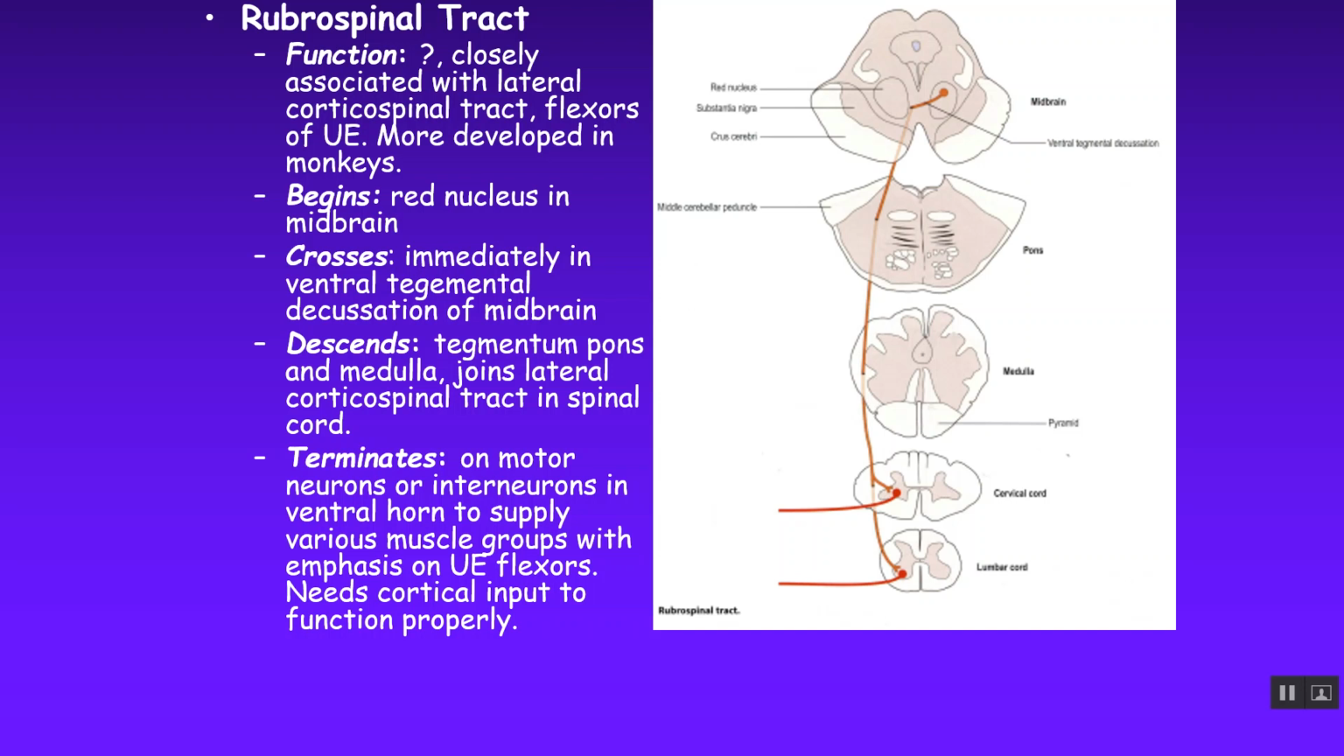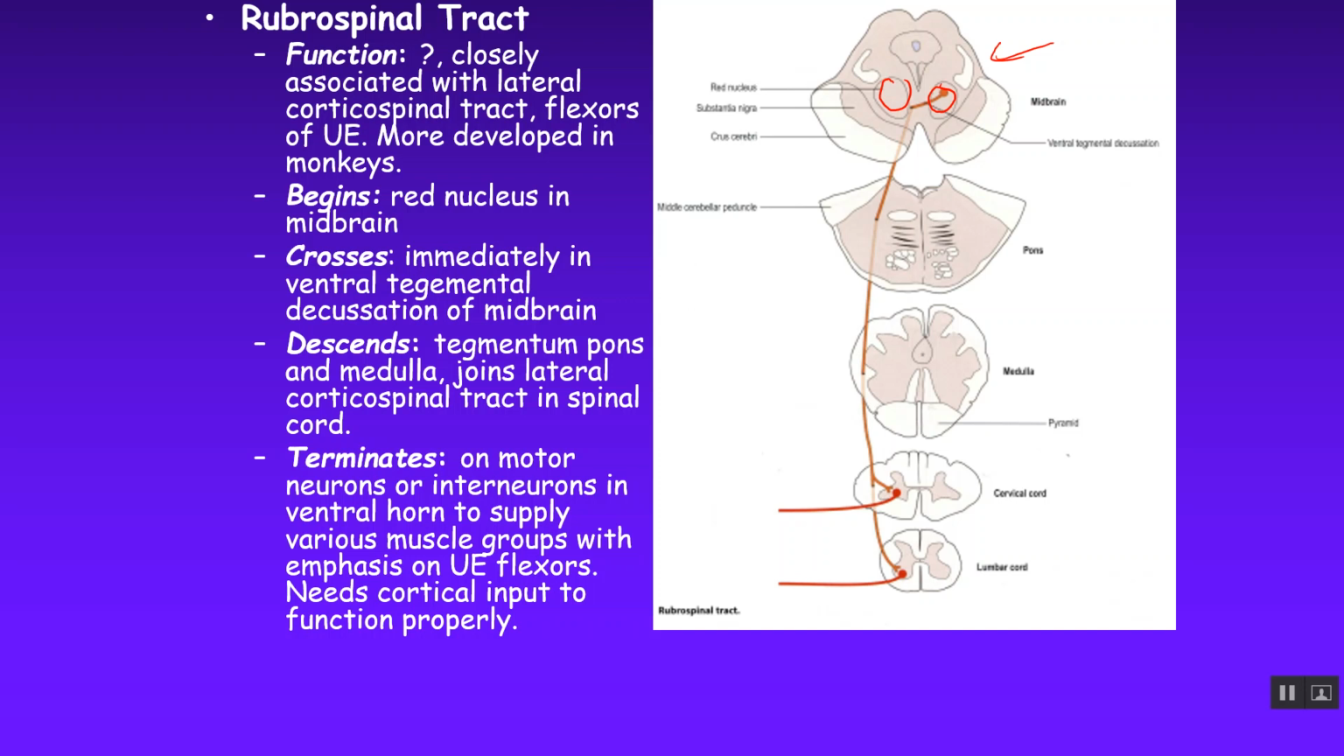More developed in primates, monkeys and all that good stuff. So where does it begin? It begins in the red nucleus, right here. This is the midbrain, right? That's that cross-section, that upside-down butterfly-looking cross-section that we recognize as the midbrain.